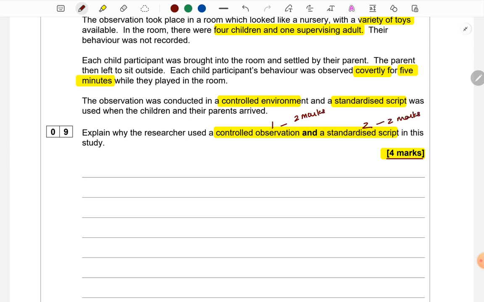That is the first thing we should take note of, because how much weightage we give to each of the points depends on the marks that are allotted. Both are equally marked, so we should give equal weightage to both. As a rule of thumb, we should just give 2 sentences for each point because there are 2 marks for each. So, first starting with controlled observation and justifying why it was used.